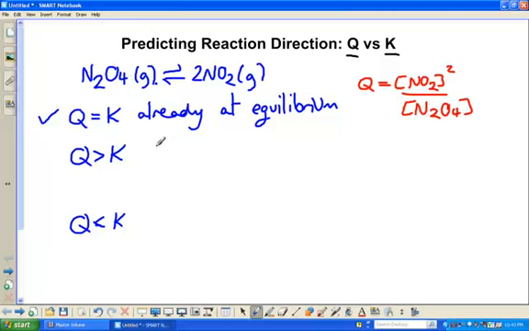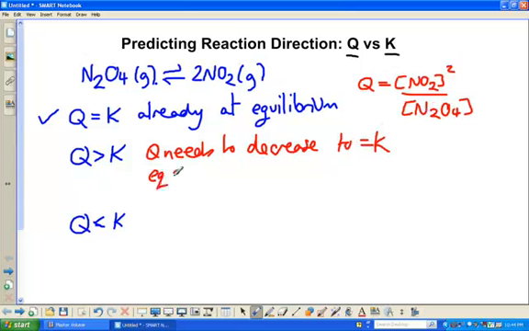So what that means is Q needs to decrease to equal K. So it has to become less to be equal to K. Once it equals K, then it's at equilibrium. So the only way for Q to decrease is if you increase the reactants and decrease the products. And so the only way that's going to happen is if the equilibrium shifts to the left or towards the reactants.